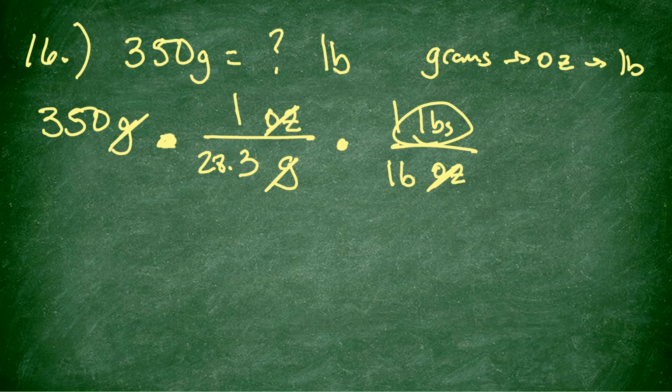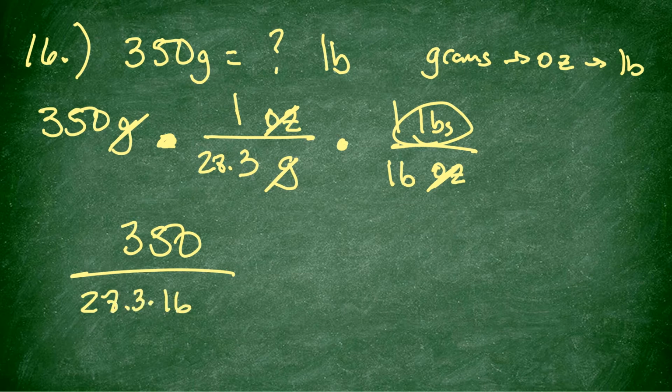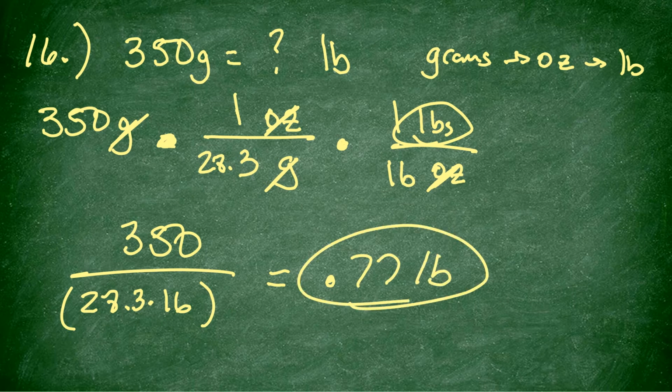That's what I want. So I have 350 on top. On the bottom, I'm going to do 28.3 times 16. Do that first. Make sure you don't do that last. So you do 350 divided by 28.3 times 16, and you're going to end up with about 0.77 pounds. All right, that's your final answer. Remember, that's about, it's not exact.